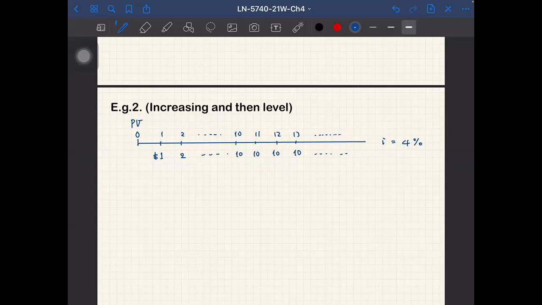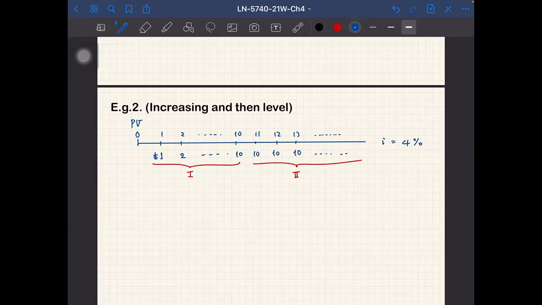To calculate the present value, again, we have to divide this cash flow into two pieces. The first piece is the first 10 payments, so this is an increasing annuity for 10 years. The second series of payments is this $10 forever, starting at t equals 11. We want to calculate the present value of each, then finally add them up.